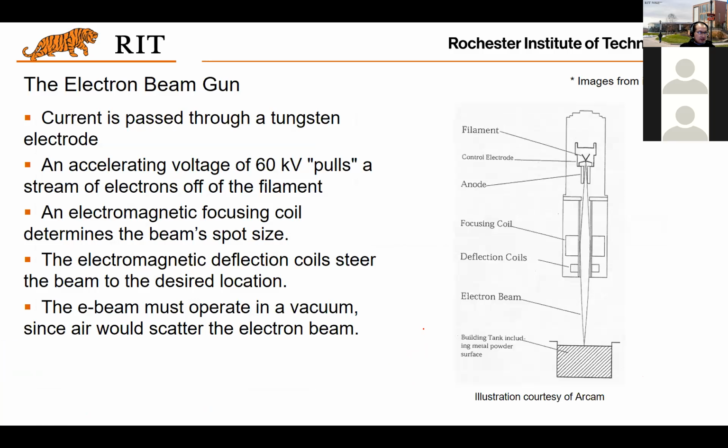That will again prevent a collision between the printed parts and the blade. Similar reasons, right? Because of the inaccuracy of the printed parts. Here shows an electron beam gun, right? It's similar to the electron beam guns in old TVs, but the power is much higher in this case.